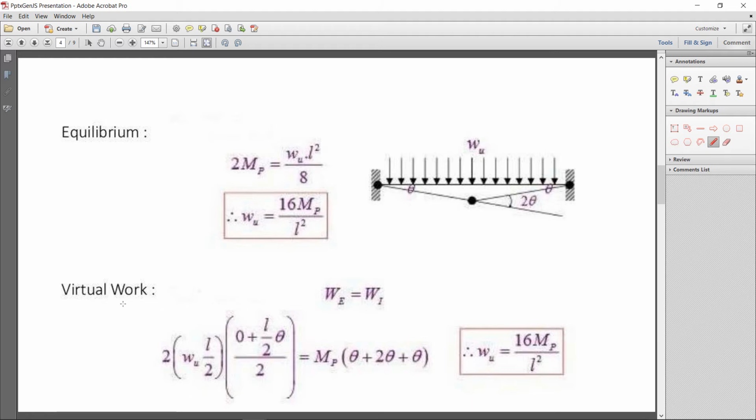Now second, by the virtual work method, the external work done is equal to the internal work done. First of all, what is the internal work done? You can see there are 3 hinges forming, one plastic hinge here, one plastic hinge at the right, and one plastic hinge at the center. The deformation at this plastic hinge is theta, at this plastic hinge it is also theta, because it is symmetrical, and the plastic deformation at the center is 2 theta. So Mp into theta plus 2 theta plus theta, that is the internal work done.